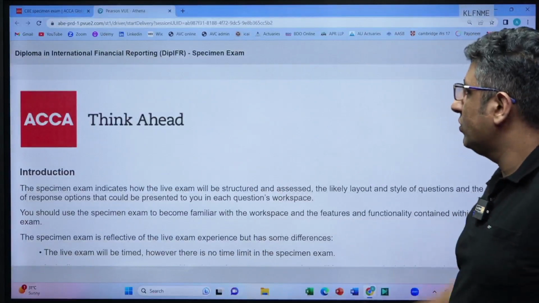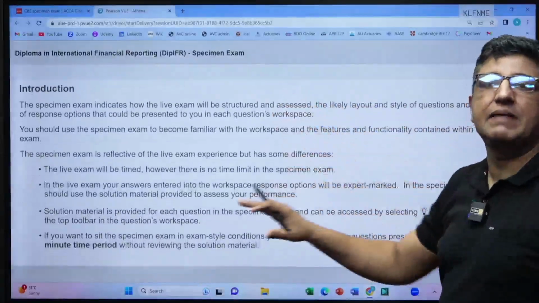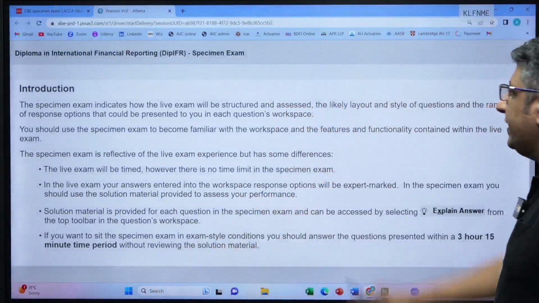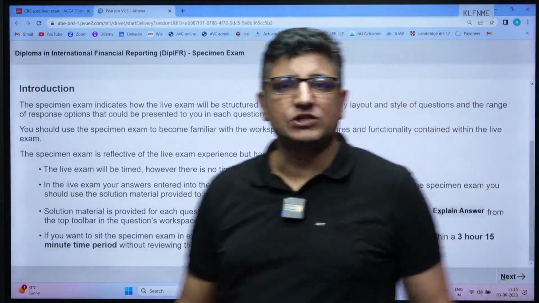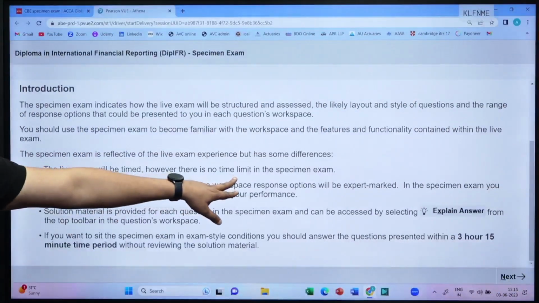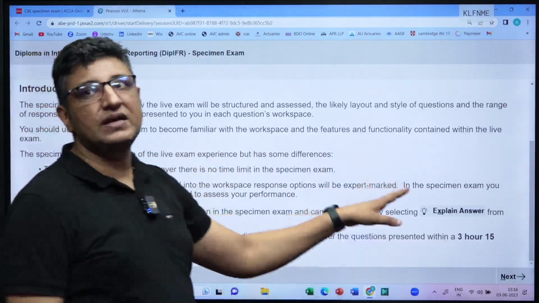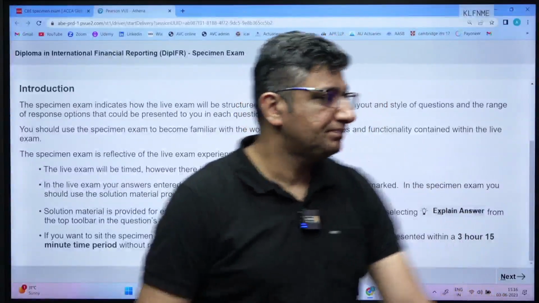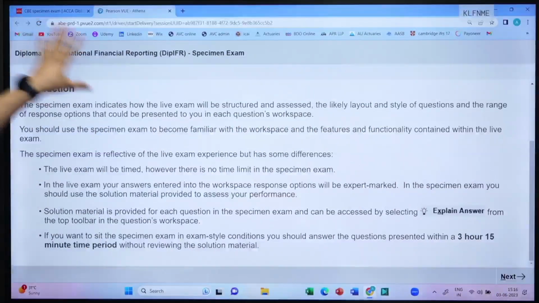So imagine yourself actually writing your examination online, in the month of June or in the month of December, as the case may be. How does it look? It would give you some kind of instructions. Of course this is a specimen only, so it categorically mentions that there's no time limit in this particular specimen examination, but your live exam would be timed, which is 3 hours and 15 minutes, roughly 200 minutes, a little more than 3 hours. So these are the broader instructions.